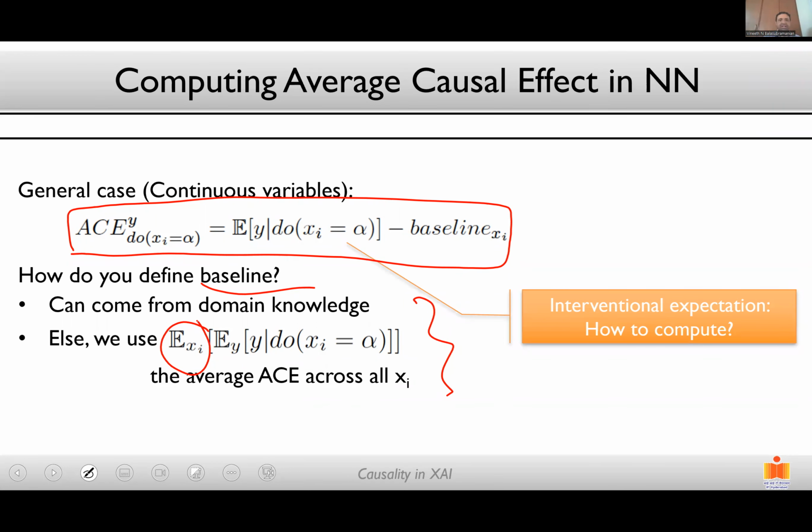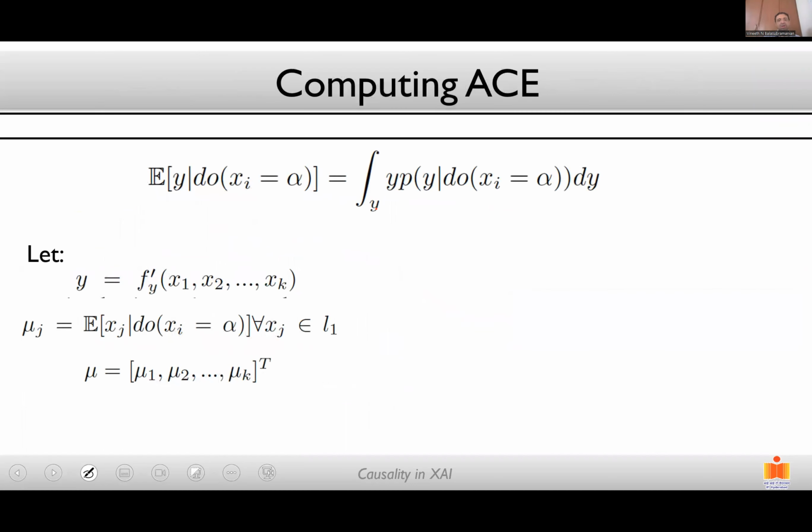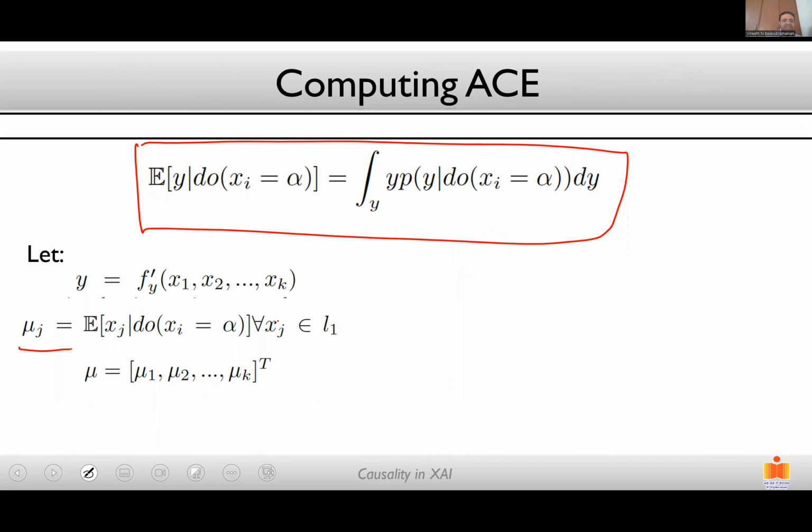Now, the challenge in causality is how do you compute this quantity, right? This is known as an interventional expectation, not just an expectation. It's an interventional expectation because you're intervening on a certain variable in your system and seeing how the outputs would change if I intervene on that variable. Now, how do you compute this becomes a challenge. So what we begin with is to say that by first principles, this interventional expectation can be defined as an integral. And we define a few quantities here, where mu j is the interventional mean of each of the variables in your input.